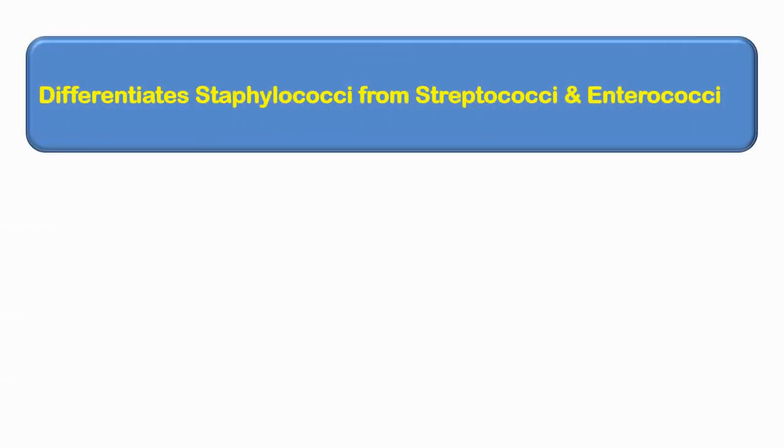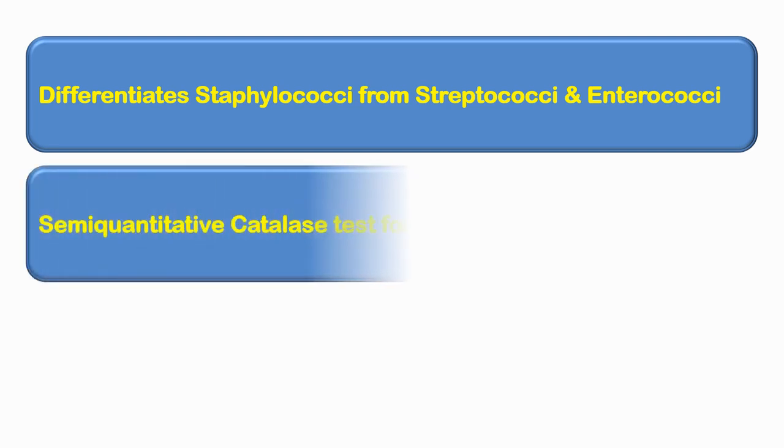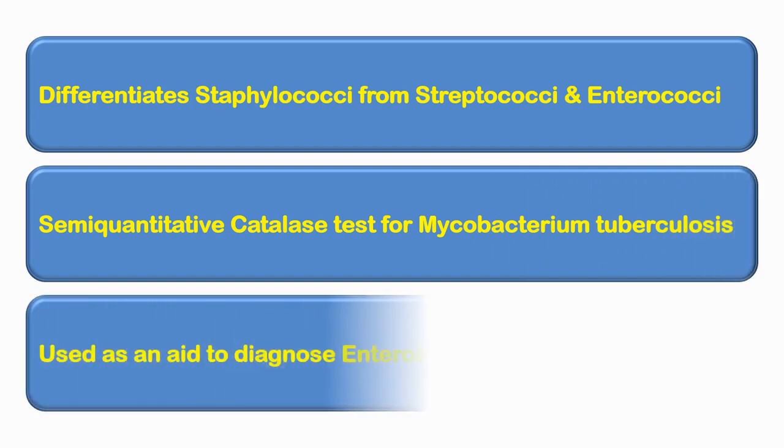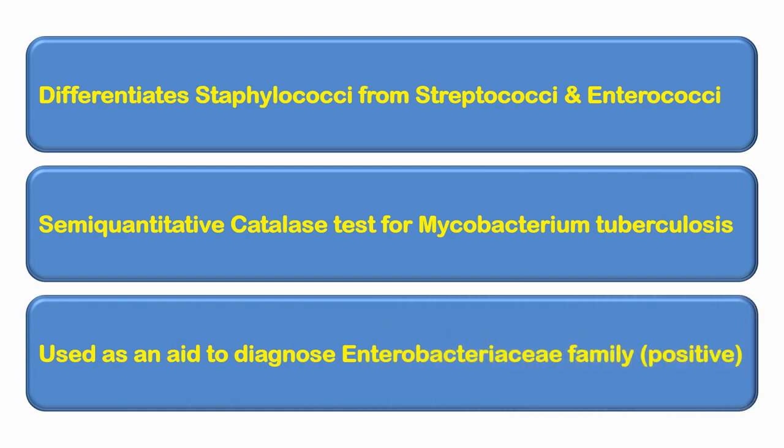Some clinically important uses of catalase include differentiating staphylococci that are catalase positive from streptococci and enterococci that are catalase negative. A semi-quantitative catalase test is used to identify Mycobacterium tuberculosis. It can be used as an aid to the identification of the Enterobacteriaceae family that is catalase positive.